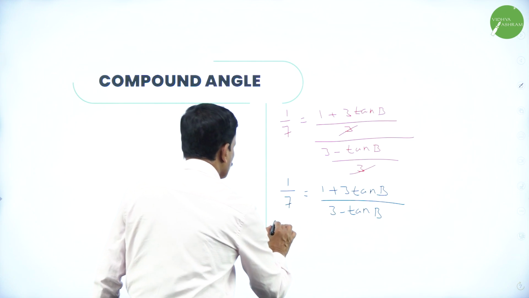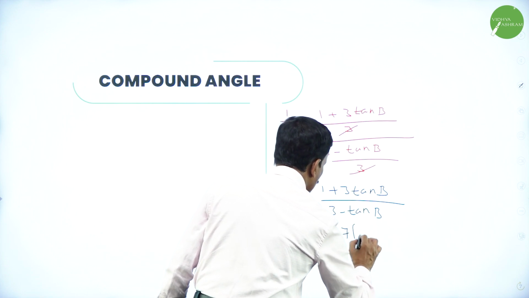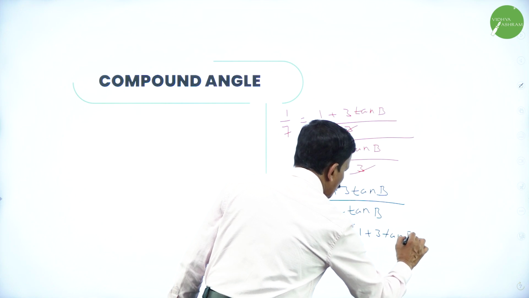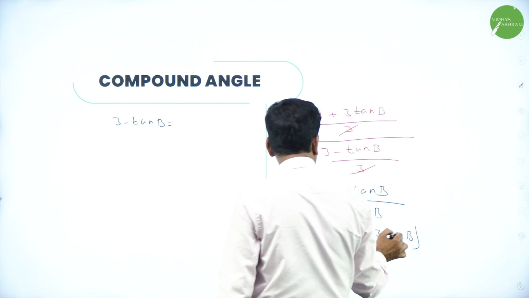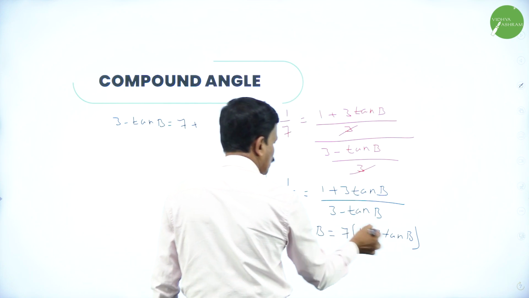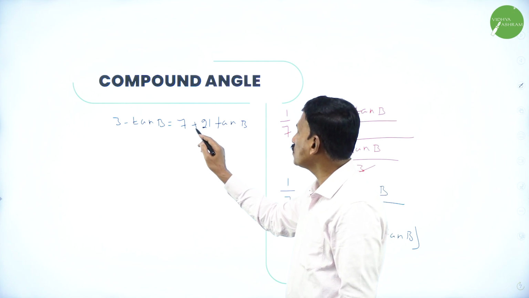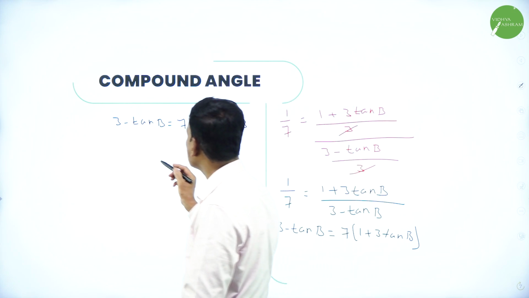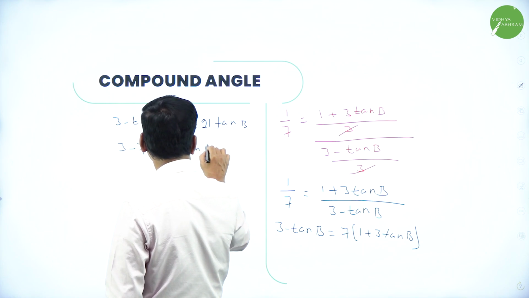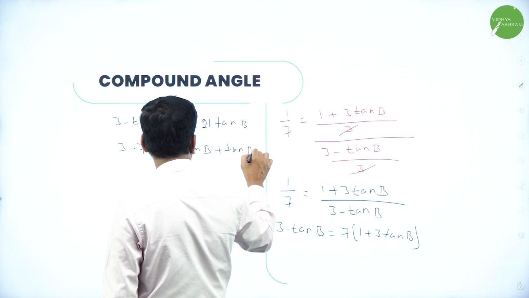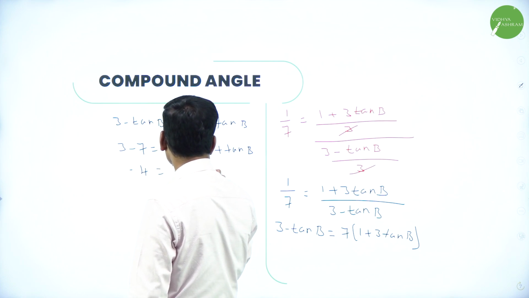Now cross multiply it. 1 into (3 minus tan B), that is 3 minus tan B, is equal to 7 into (1 plus 3 tan B). Now multiply this. 3 minus tan B is equal to 7 into 1 is 7, plus 7 threes are 21 tan B. Now just transfer this. So 3 minus 7 is equal to 21 tan B, and minus tan B becomes plus tan B. So 3 minus 7 is minus 4, is equal to 21 plus 1, that is 22 times tan B.